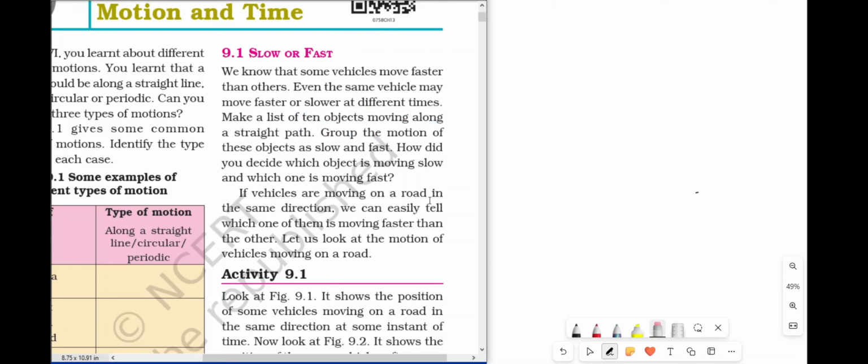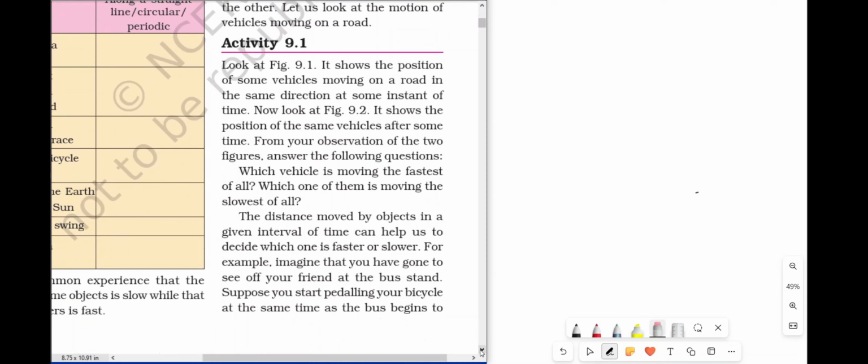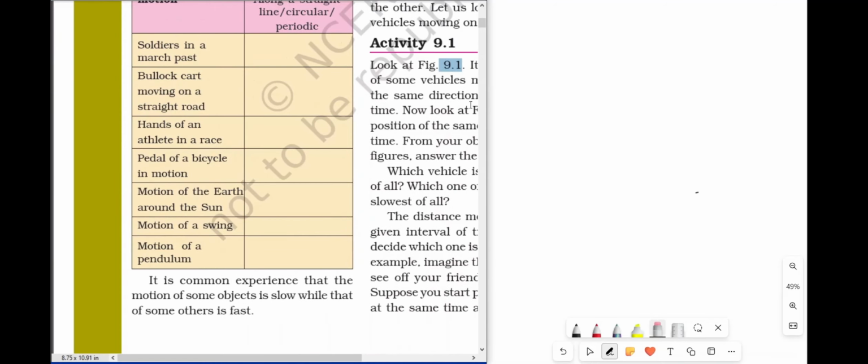If vehicles are moving on a road in the same direction, we can easily tell which one of them is moving faster than the other. Let us look at the motion of vehicles moving on a road. तो अक्सर हम अगर अपनी सड़क पे देखते हैं तो हम देख के ही बता सकते हैं कि ये व्हीकल तेज जा रही है या ये व्हीकल धीमे जा रही है, but हम ये अंदाजा कैसे लगाते हैं कि this vehicle is moving slow and this vehicle is moving fast. So let's look at this activity. So here they're talking about a figure called 9.1. What does this figure 9.1 show us?